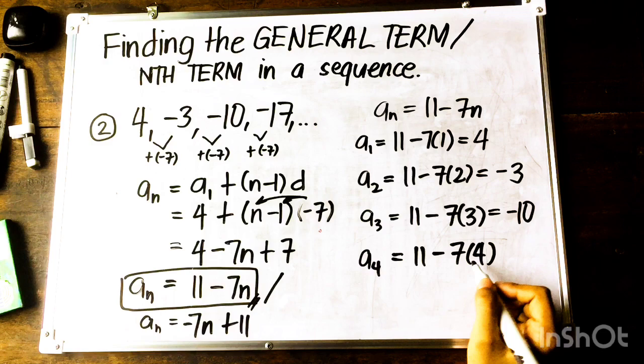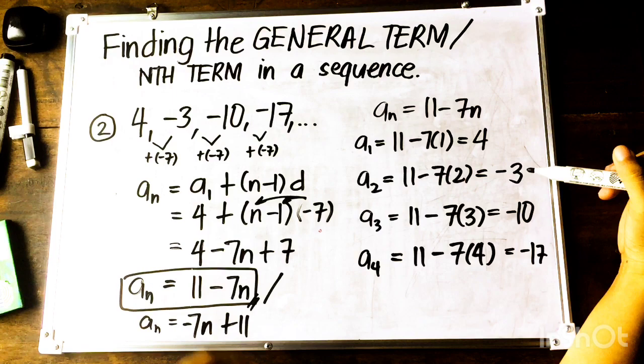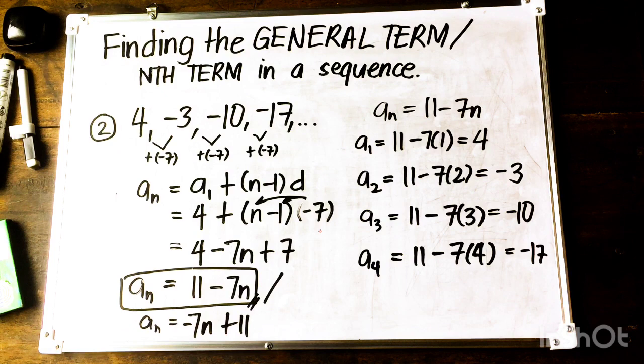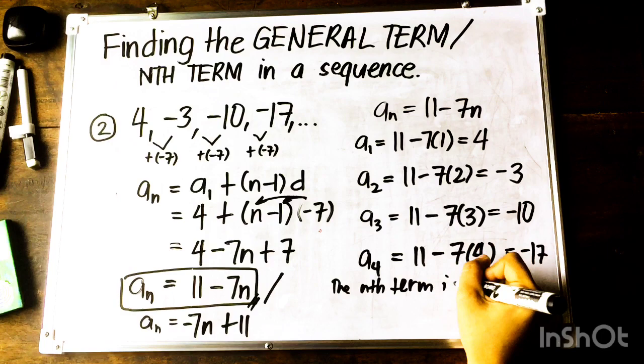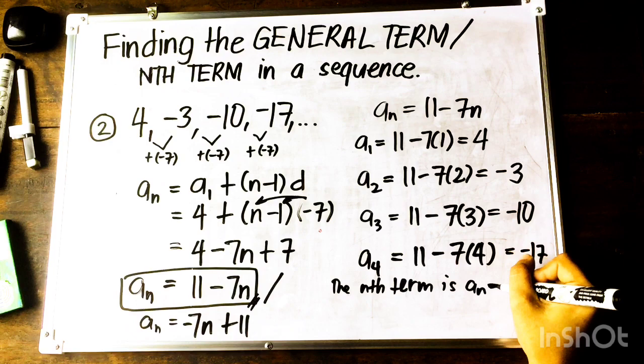So observe, we have same first four terms, so that means our formula works for that sequence. So the final sentence natin, the nth term is a sub n equals 11 minus 7n. Okay? So, that ends example 2.